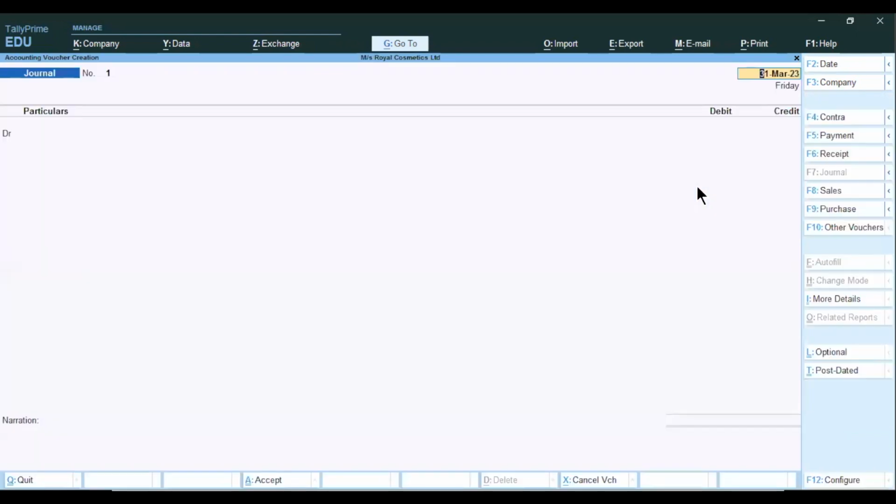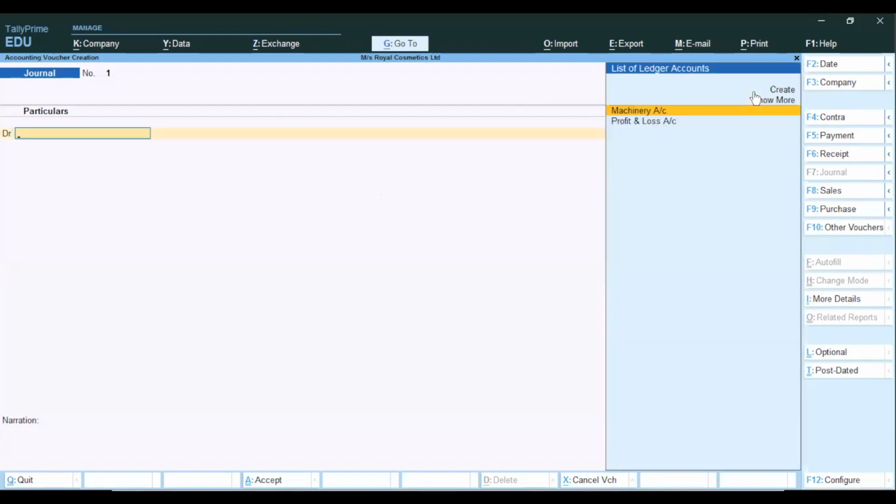As this is a journal entry, we should open a journal voucher. How to open journal voucher? Press F7 from your keyboard or select journal voucher from the button which is available on the right hand side. So this is the journal voucher. Suppose the proprietor took away the stock on 1st of May, so I'm entering 1st May 2022.